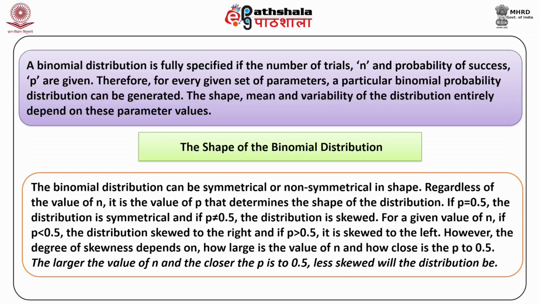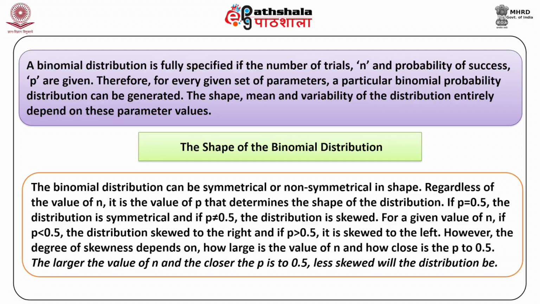The binomial distribution can be symmetrical or non-symmetrical in shape. Regardless of the value of n, it is the value of p that determines the shape of the distribution. If p is equal to 0.5, the distribution is symmetrical, and if p is not equal to 0.5, the distribution is skewed. For a given value of n, if p is less than 0.5, the distribution is skewed to the right, and if p is greater than 0.5, it is skewed to the left.